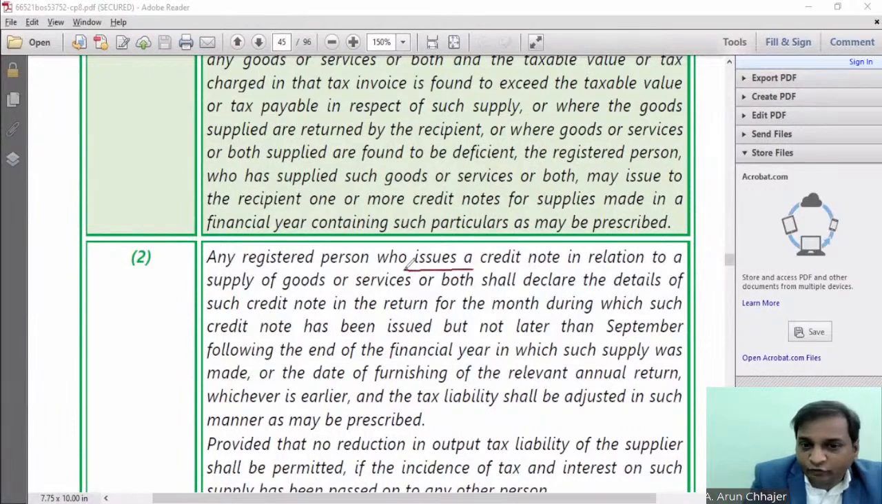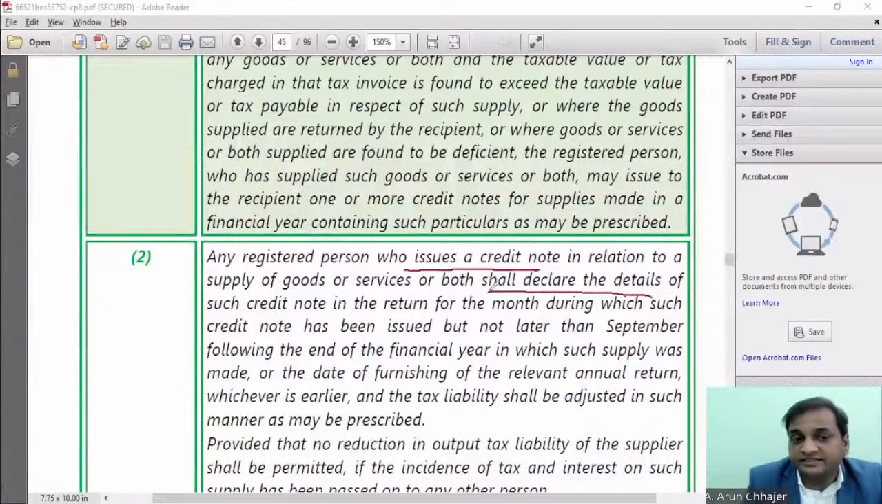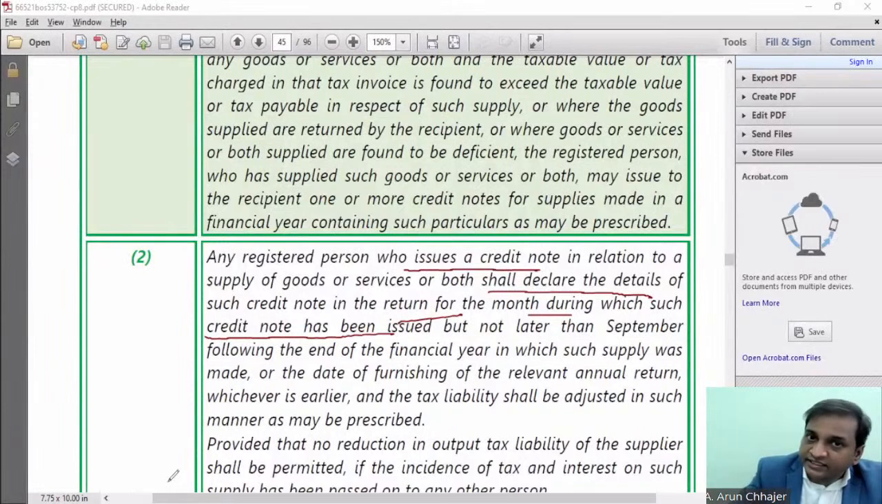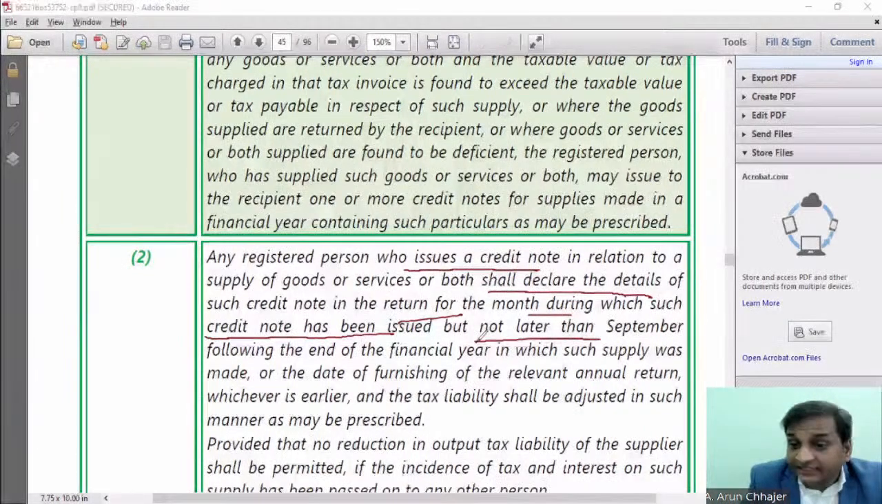Any registered person who issues the credit note in relation to the supply shall declare the details in the return for the month during which such credit note has been issued. So when you are issuing the credit note, you will report it in the GST return of the same month, but not later than September following the end of the financial year.